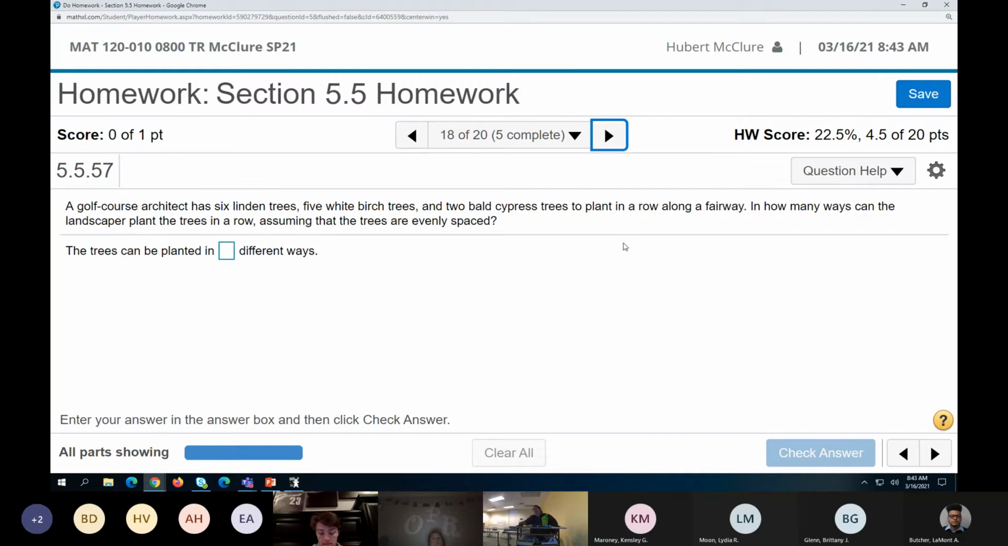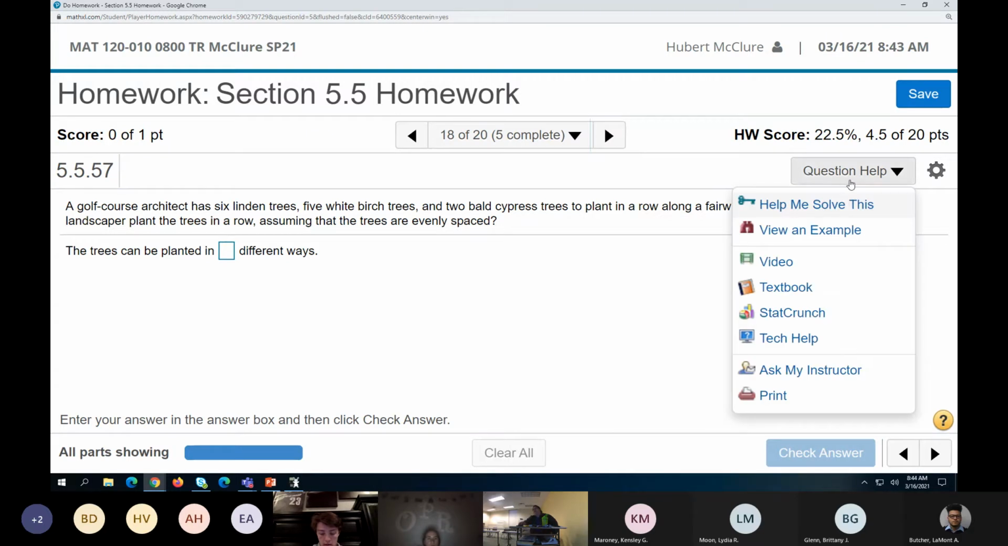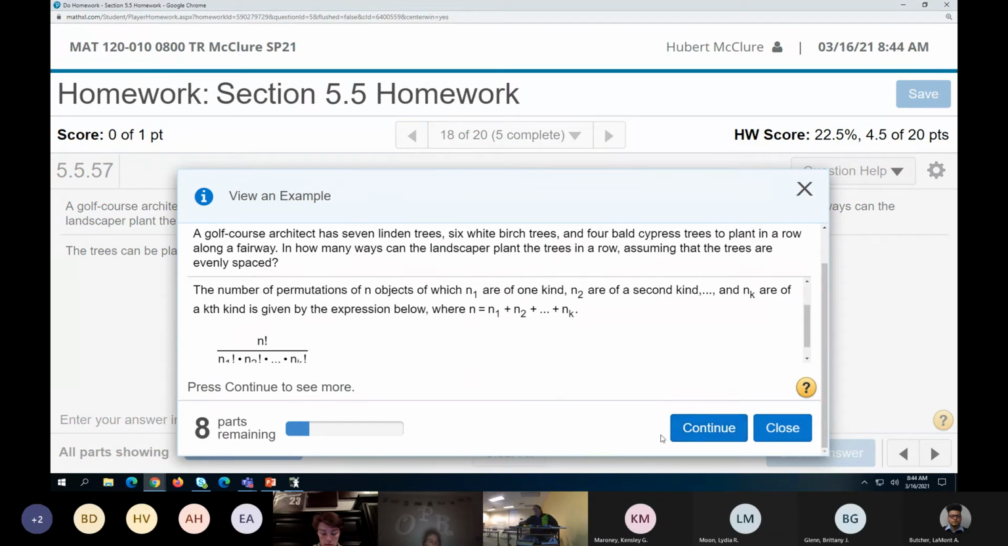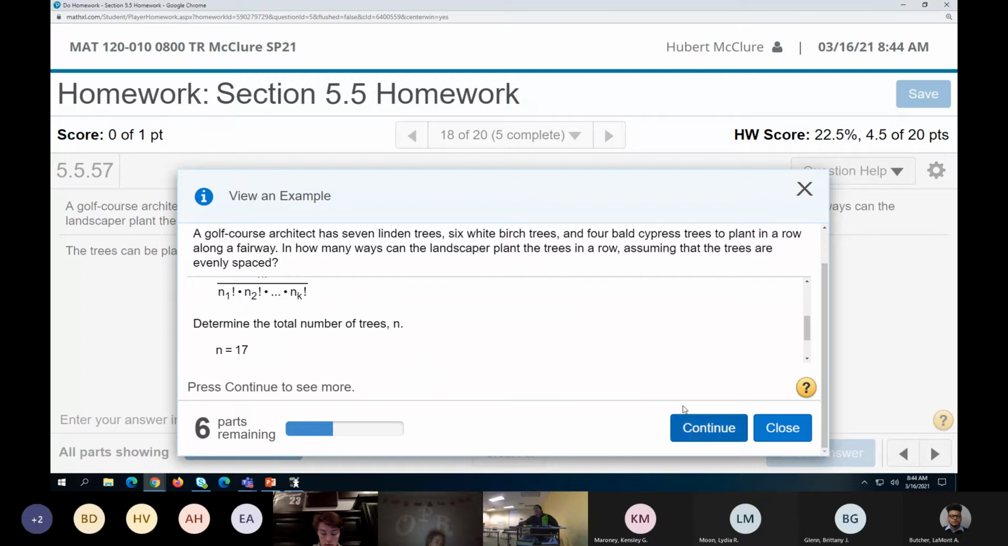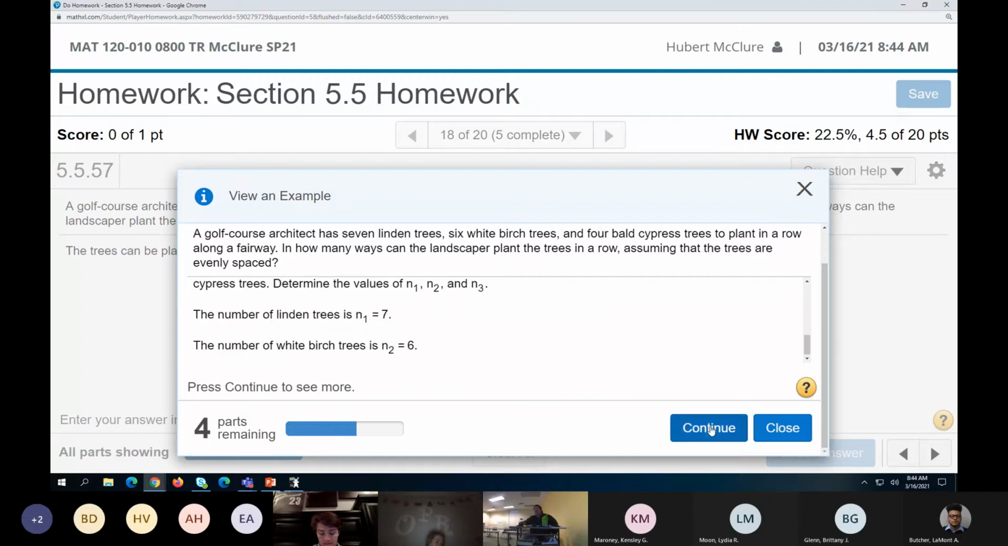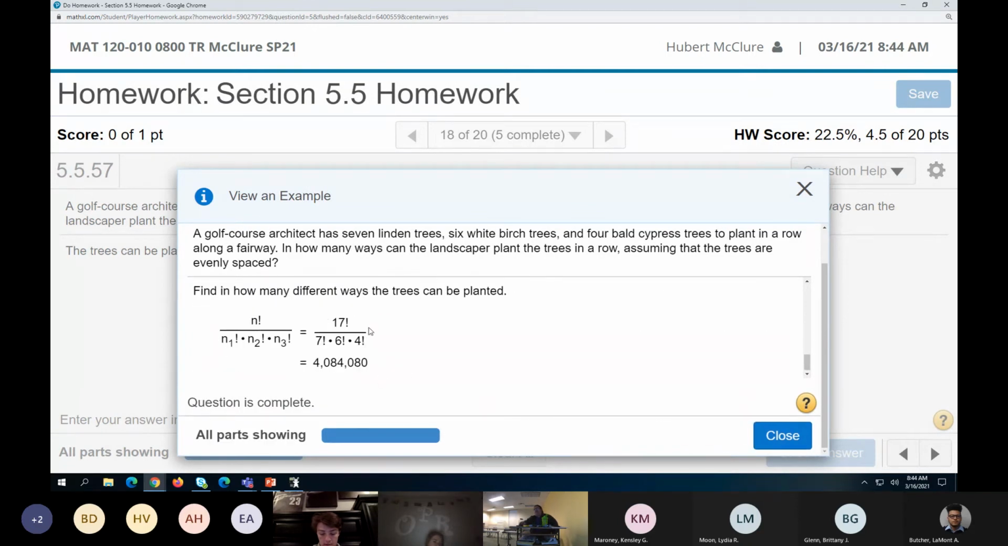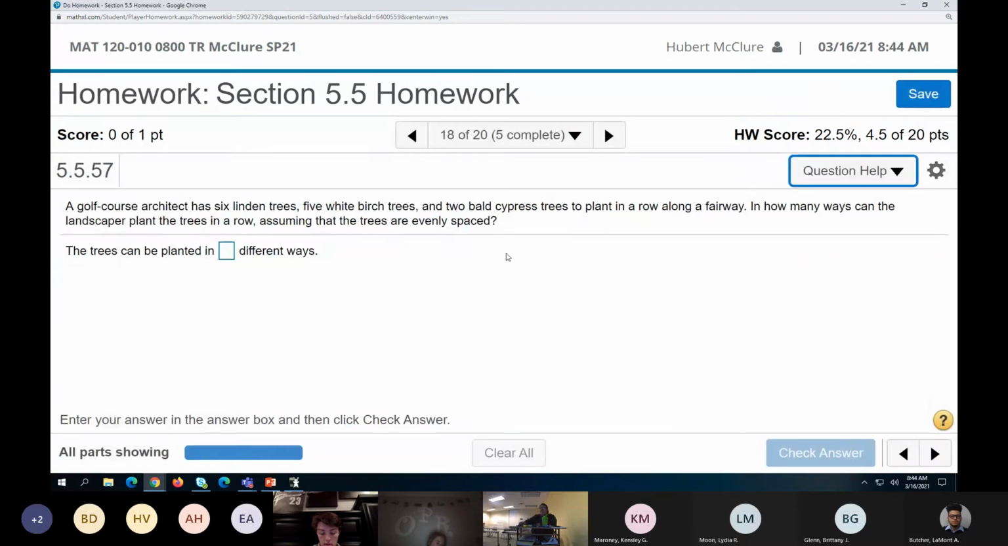So write that one down, and you'll see it in your homework also. And you'll put it in the flag format, which is 10 factorial over blah, blah, blah. In this case, this one's 17 factorial over 7, 6, and 4. Same thing with this. You add them all up. So that'd be 13. Let's see, 6 and 5 is 11. 13 factorial over 6 factorial times 5 factorial times 2 factorial.